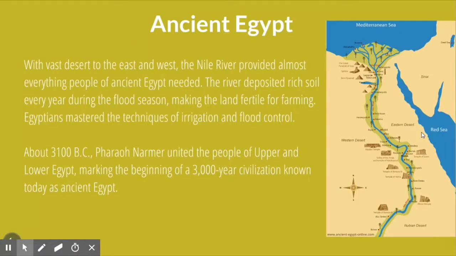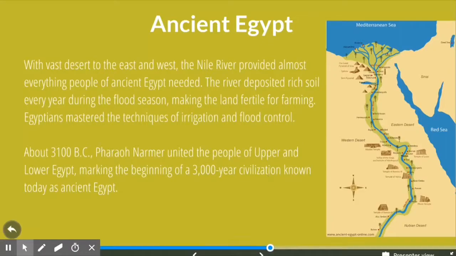They kind of had a different structure than Mesopotamia in that they united themselves a little bit early. So it wasn't just a bunch of different city-states. Pharaoh Narmer in 3100 BC united the people of Upper and Lower Egypt, making a 3,000-year civilization known today as ancient Egypt. Think of that, 3,000 years. So the ancient Egyptians were around for 3,000 years, which is longer than the amount of years we have now in AD, right? Isn't that crazy? So the Egyptians were around longer than anything after AD. Let that sink in. That's a crazy long amount of time.